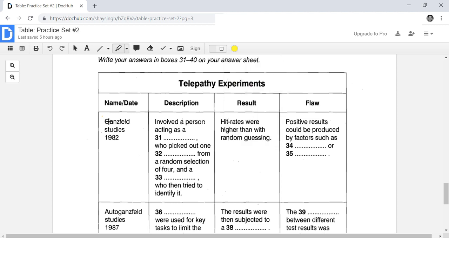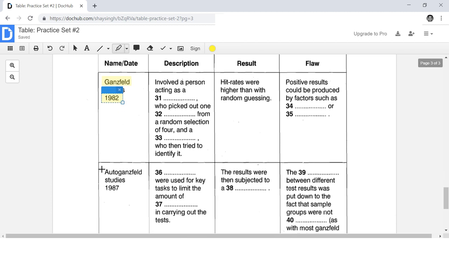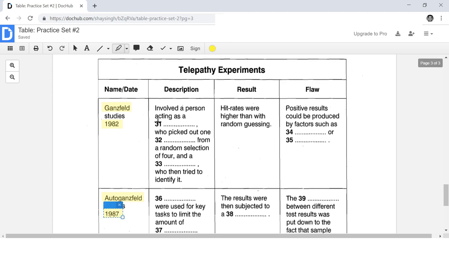So right here we have Ganzfeld and 1982. Right here we have Otto Ganzfeld and 1987. So when I go back to my reading passage, first I'm going to look for these keywords, and then around that area, I'm going to be looking for these other keywords. But I'm going to try to find these ones first.